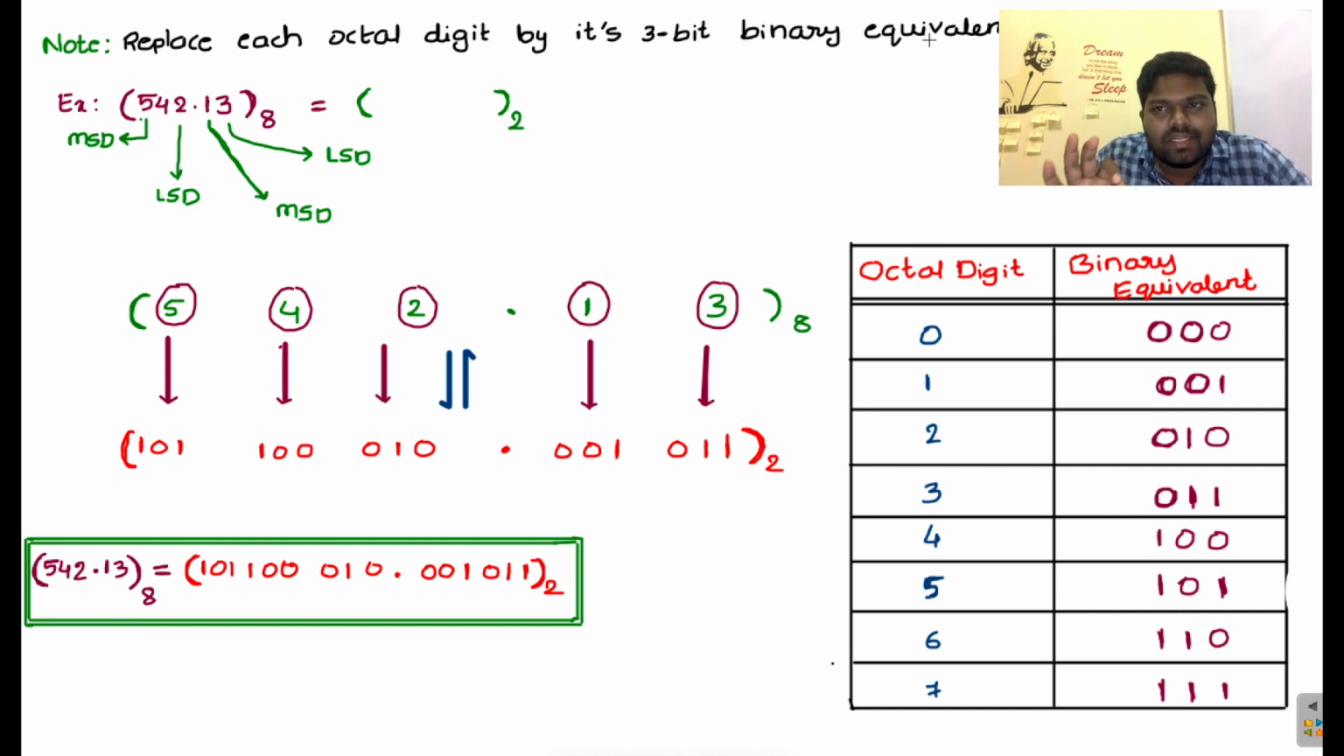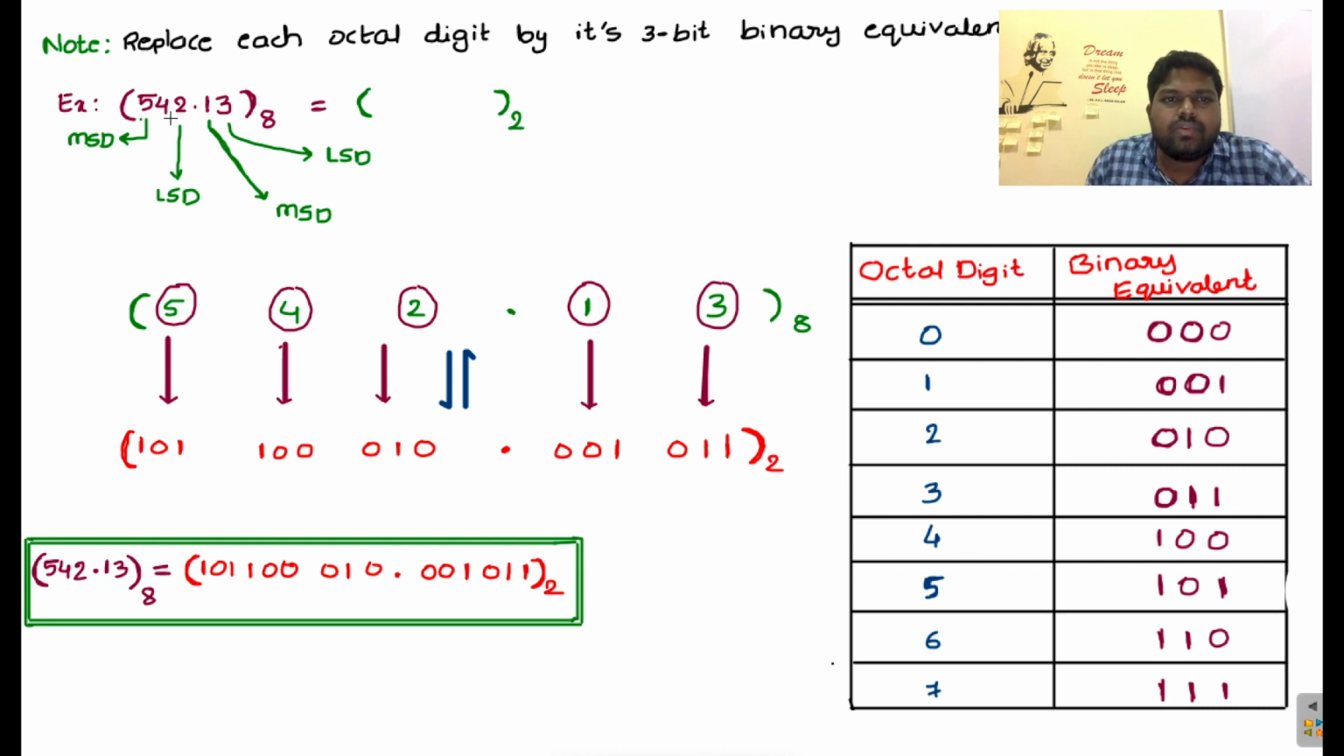Wherever an octal digit is there, if you want to convert it into binary format, you can just replace it with 3 binary bits. That is enough. As I mentioned, for 0 it is 000, for 1 001, for 2 010, for 3 011, for 4 100, for 5 101, for 6 110, for 7 111. You have to remember all these.